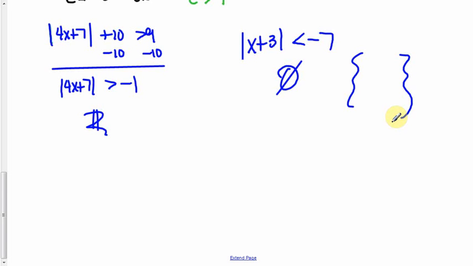So again, we get into that robot mode and we want to just keep on solving and doing what we're doing, but you've got to think when you're doing absolute values. You have to think, can this even be true to begin with? Or is it always true to begin with? This one was always true. And this one is never true.